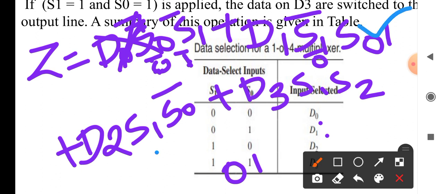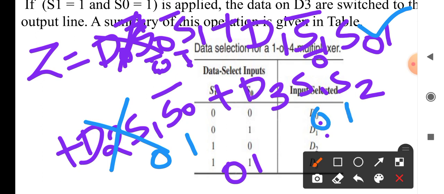When we put 0 here and 1 here, the complement of 1 is 0, so 0 into 0 is 0, and this term cancels out. When we apply 0 into 1, it is again 0, so this is cancelled. So only one input remains. If S1 is equal to 0 and S0 is equal to 1, we select the D1 input, which is routed to the output. I hope you understood.